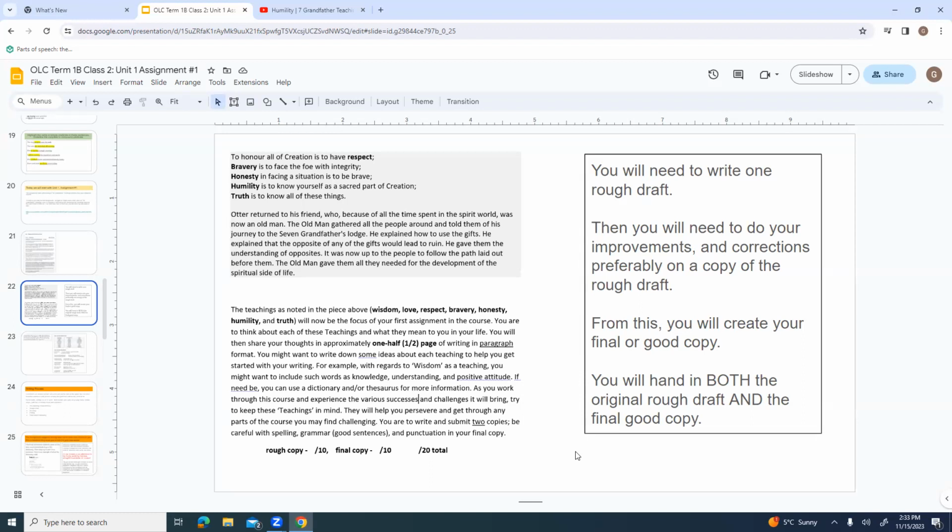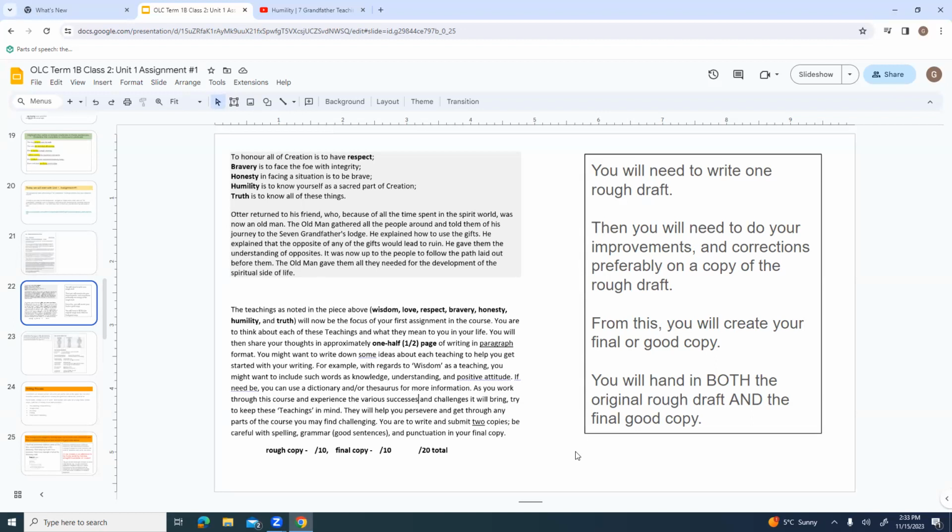So you need to write a rough draft, and then you're going to need to take a copy of that rough draft and do your improvements and corrections on that. And then from that, you're going to make your final, your good copy. And then you're going to hand in to me your original rough draft before you made all the corrections, and then the final good copy so I can see what you did with your writing.